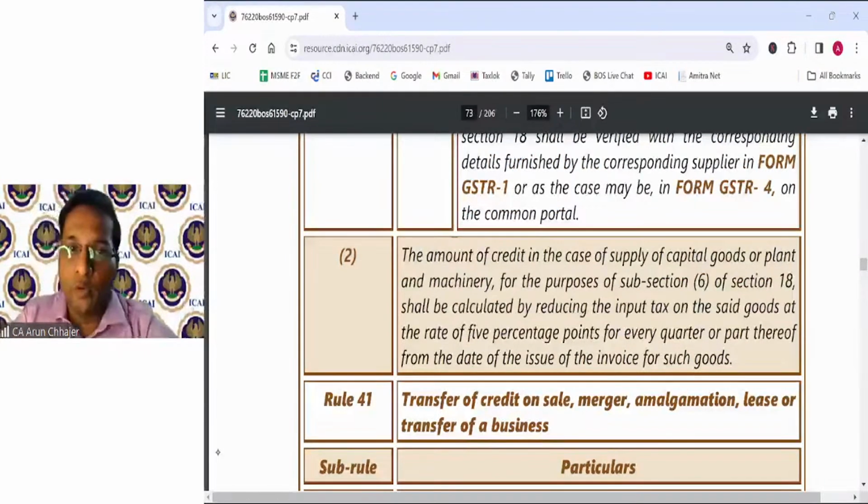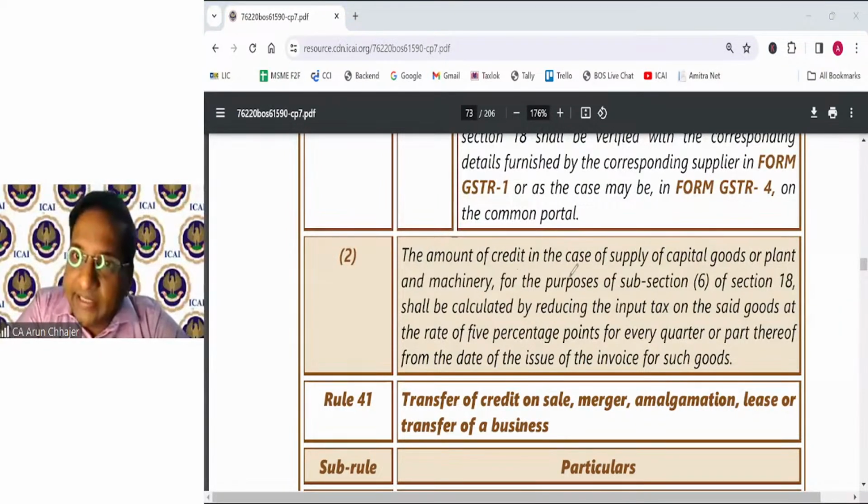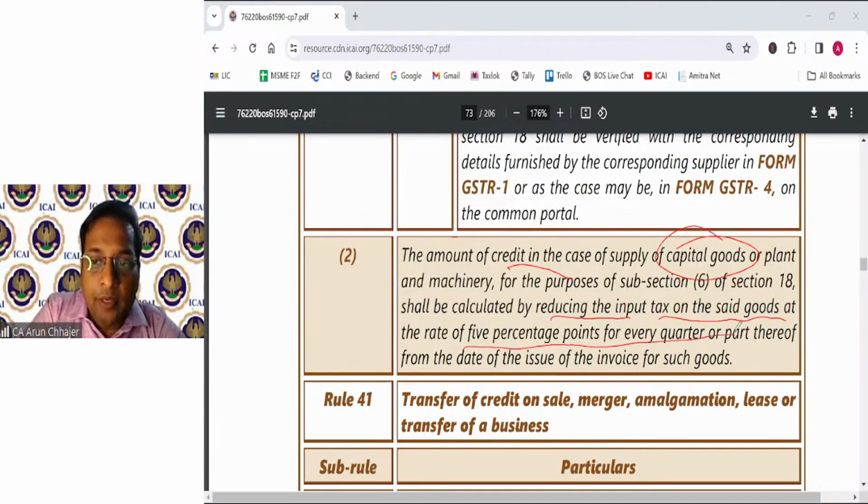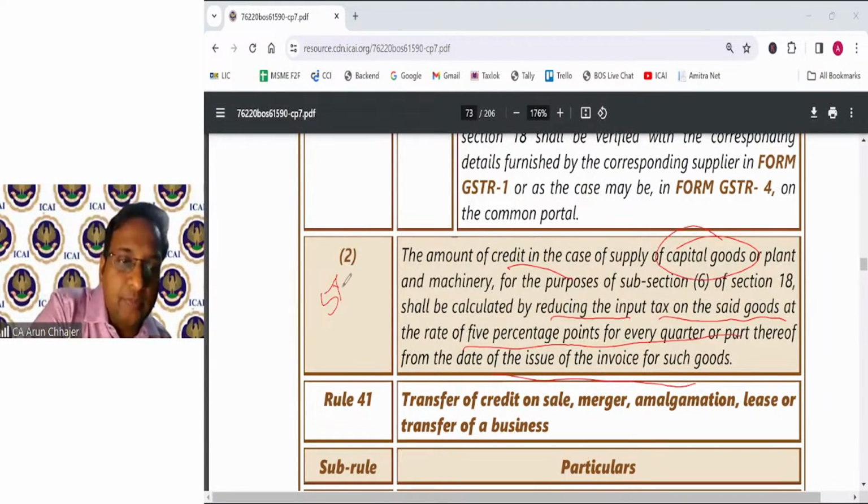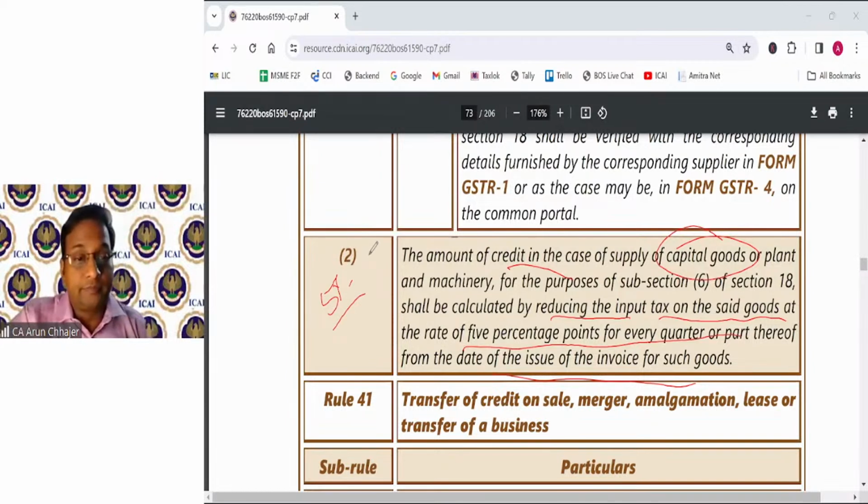Rule 40, sub rule 2. It says that the amount of credit in case of supply of capital goods or plant and machinery for the purpose of 18 shall be calculated by reducing the input tax at the rate of 5 percentage points per quarter or part thereof from the date of issue of the invoice for such goods. So basically, they are saying 5% per quarter. That is no problem.